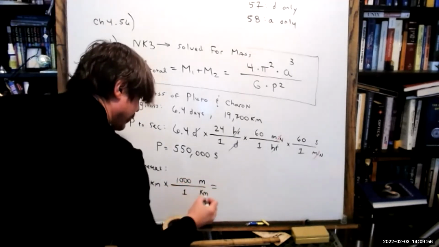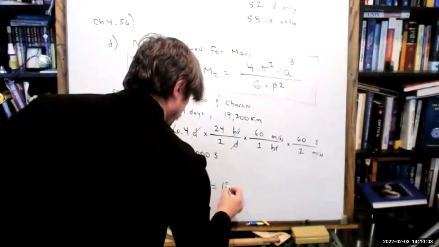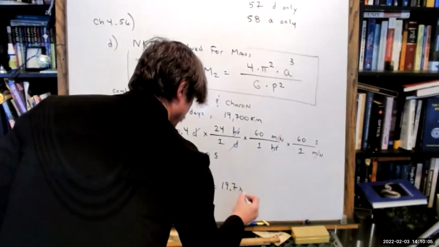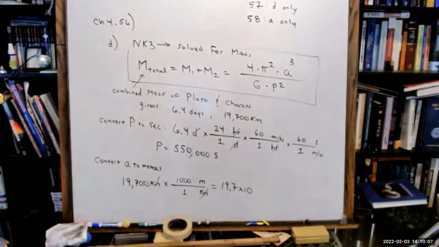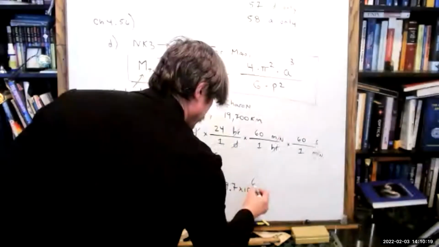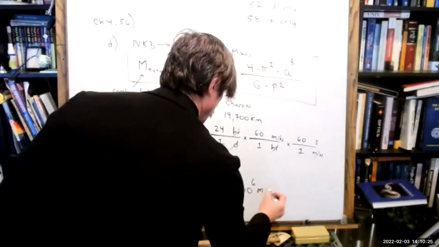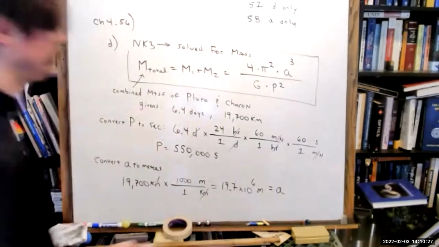Can you do that without a calculator? I'll get you started. 19.7 times 10 to the what? 6. Right. Or no. All right. Sorry? Yes, 6 times 10 to the 6. 6. Units? Meters. And that's our A for the equation.